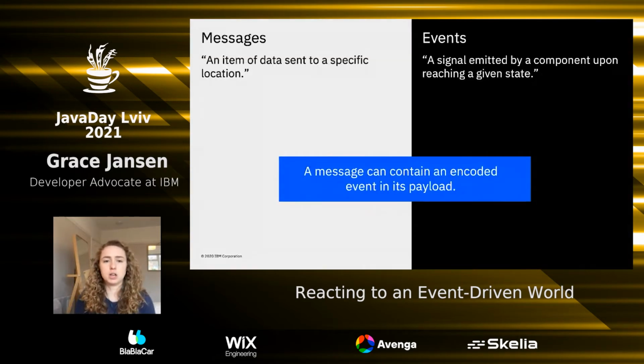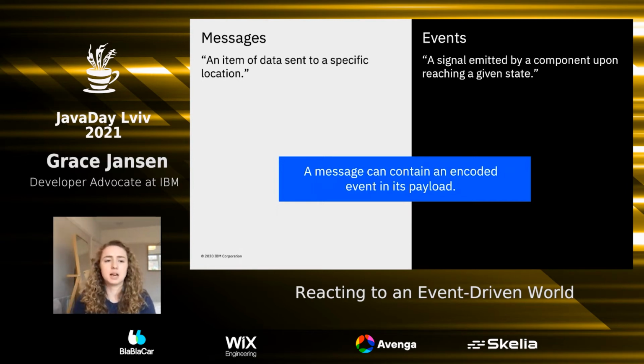We've got a definition here for messages and a definition here for events. We've defined messages as an item of data sent to a specific location, whereas we've defined events as a signal emitted by a component upon reaching a given state. But actually, when you compare them, interestingly enough, you can have a hybrid of the two. You can actually have a message that contains an encoded event in its payload.